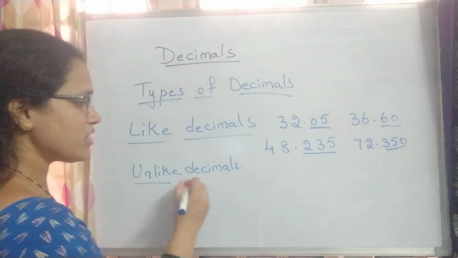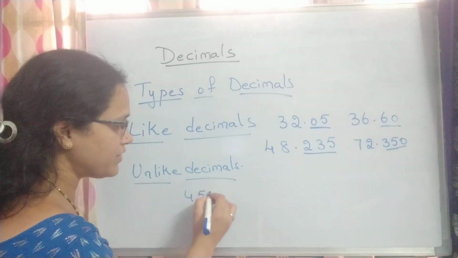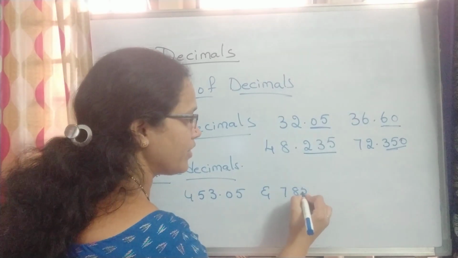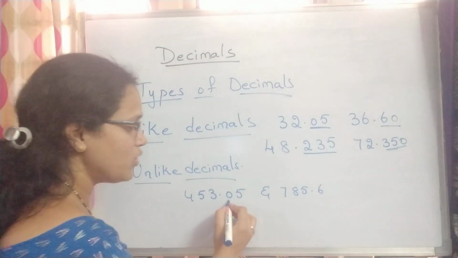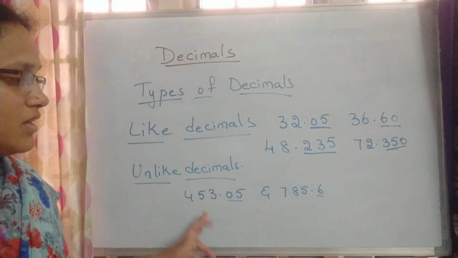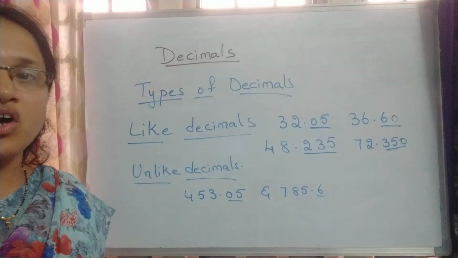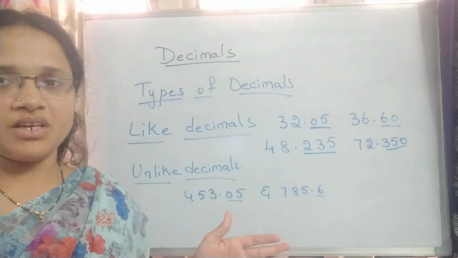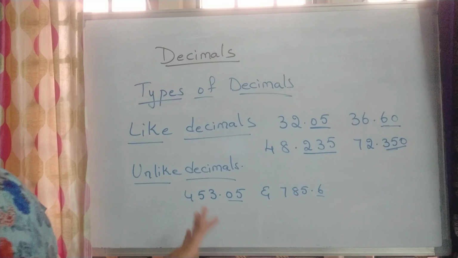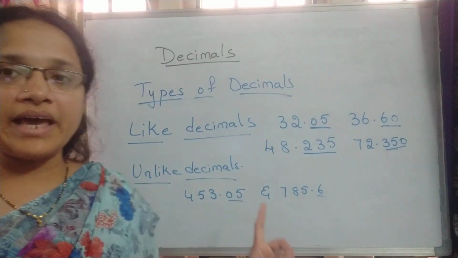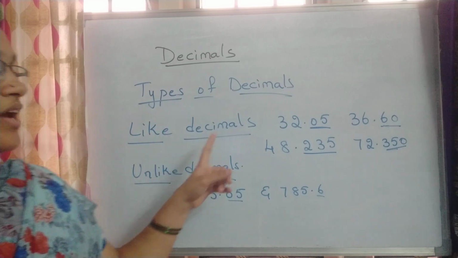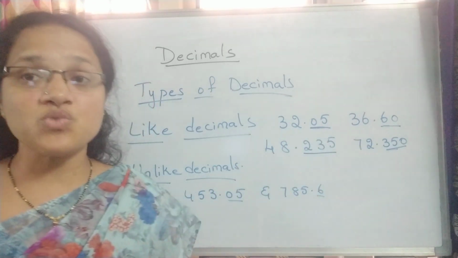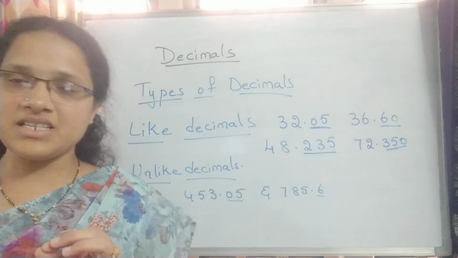What are unlike decimals? Did you understand what unlike decimals are? For example, 453.05 and 785.6. When you have different numbers of decimal places, then we call them unlike decimals. By looking at them, you can easily identify it. Yes or no? Yes. So this is the variation between like decimals and unlike decimals. Please capture that point in your mind, that the number of decimal places will decide whether it is like or unlike. Is that clear, children?